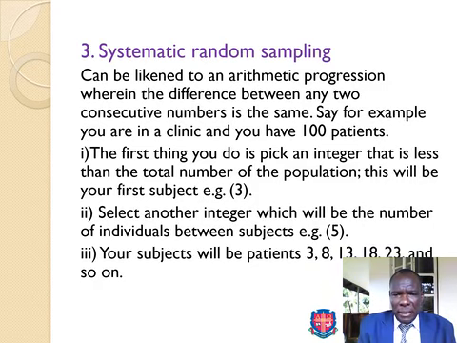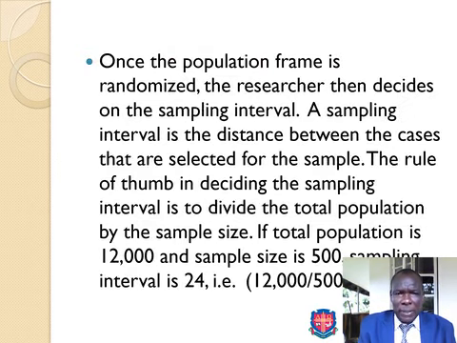Start with 3, and you add 5, get 8, add 5, get 13, add 5, get 18, add 5, get 23, add 5, get 28, and so on. That is a systematic random sample. Once the population frame is randomized, the researcher then decides on the sampling interval. What we have just described as the difference of 5 is actually the sampling interval. Sampling interval is the distance between the cases that are selected for the sample.